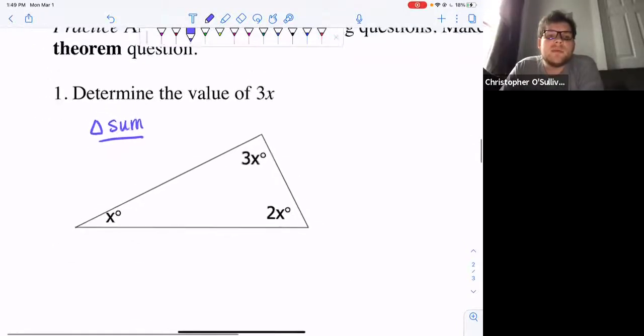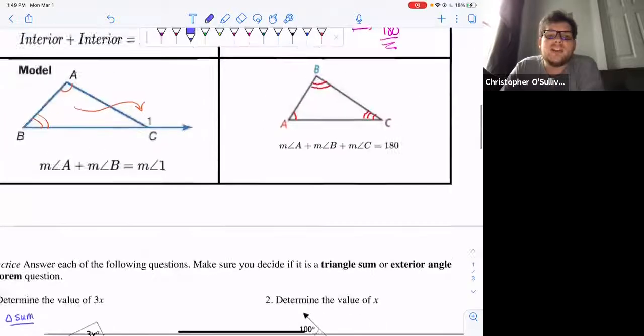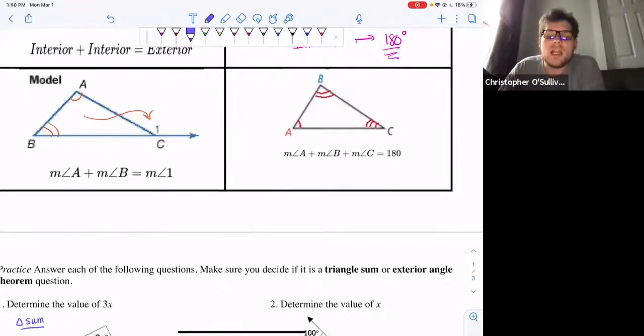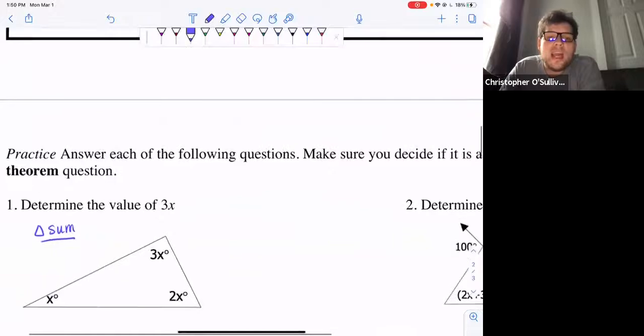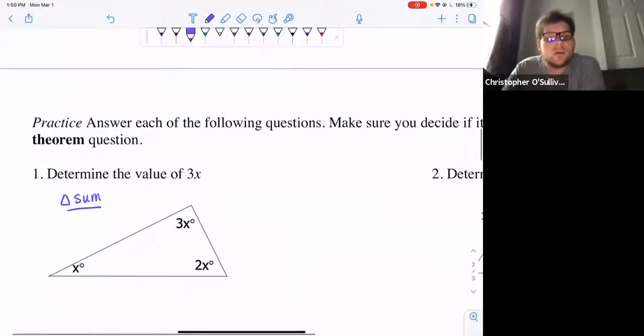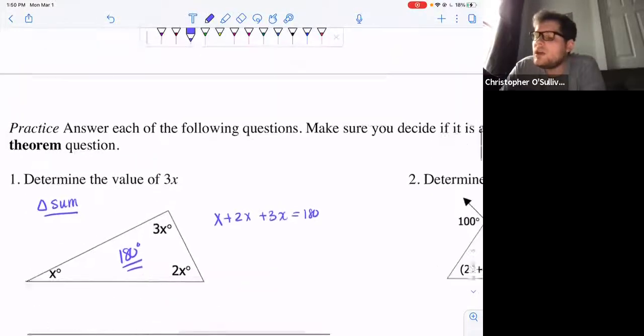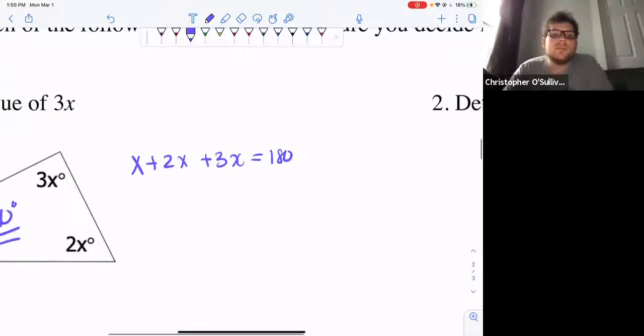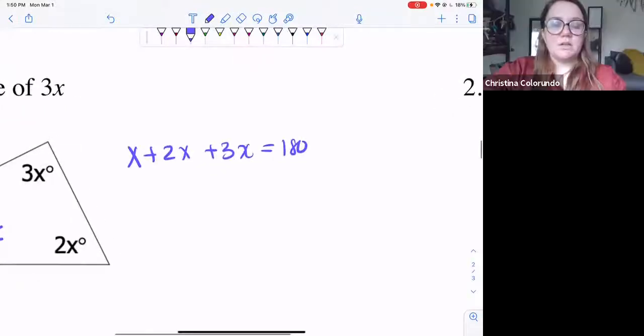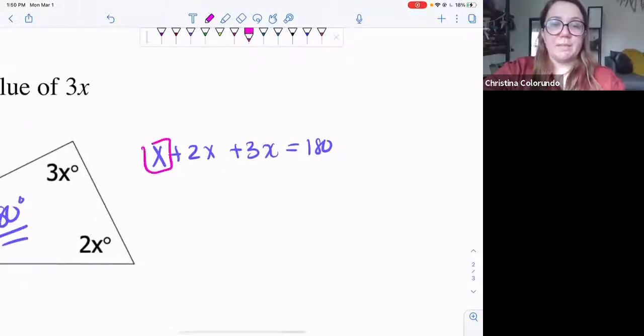So now that I have triangle sum written, Miss C mentioned before that I just add my angles up and set them equal to 180. So ladies, what would my setup be? Well, my setup would be x plus 2x plus 3x equals 180, because I always remember that there's 180 degrees in a triangle. Miss C, I have a question. To make this equation look simpler, do I have any like terms? Yes. So x plus 2x plus 3x can be simplified to equal 6x.